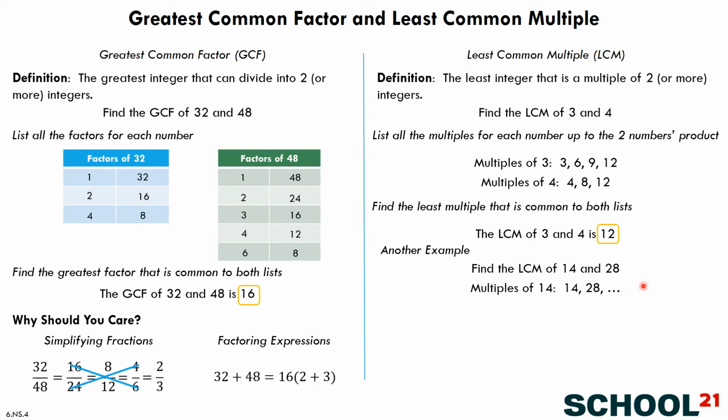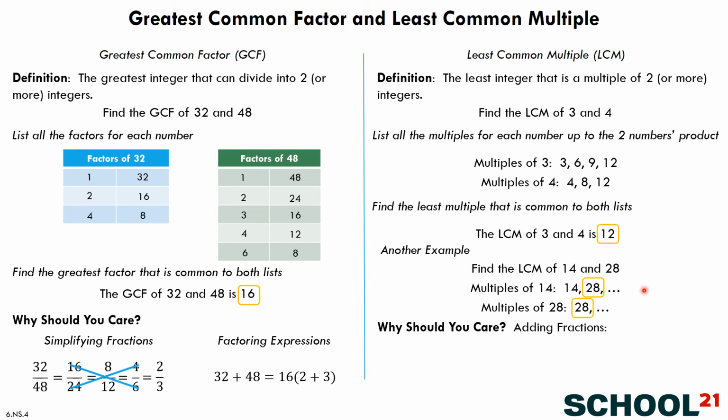But as soon as you start making the list, you can see multiples of 14 are 14 and 28. And you're like, wait a second, of course, the multiples of 28 include 28. So we don't even have to list out all of the multiples. What's the least common multiple of 14 and 28? 28. That's right. So we can go ahead and circle that there.